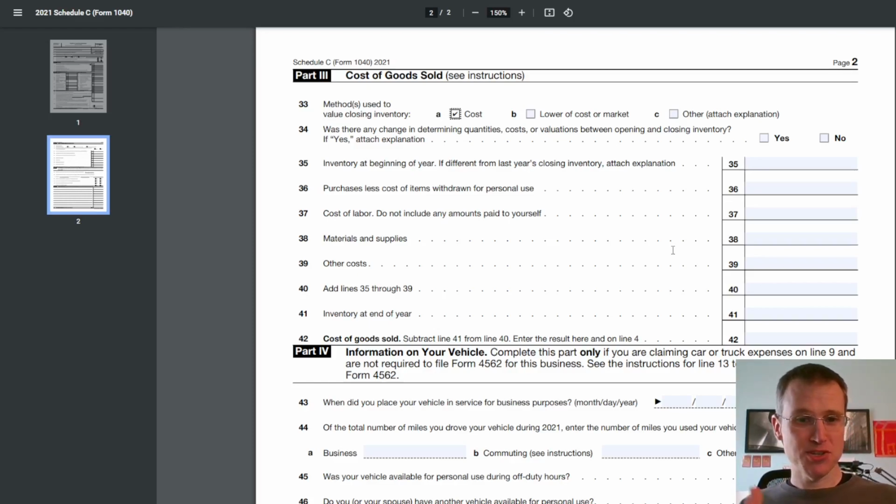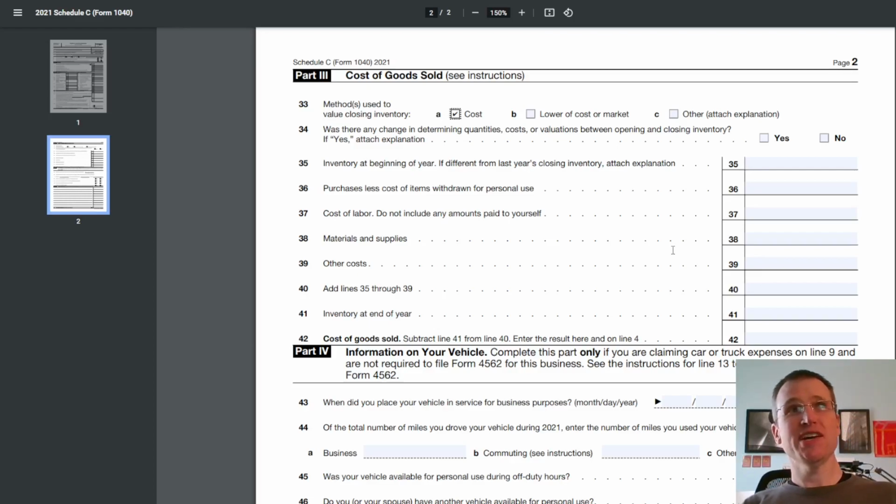Line 34, was there a change in determining quantities, costs, or valuations between opening and closing inventory? Of course, opening and closing inventory means your inventory on January 1st and your inventory on December 31st, assuming that your business's fiscal year aligns with the calendar year, which it probably should. There's probably no good reason for people like us to not do that. And was there a change?